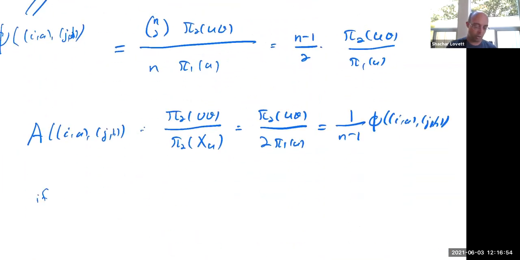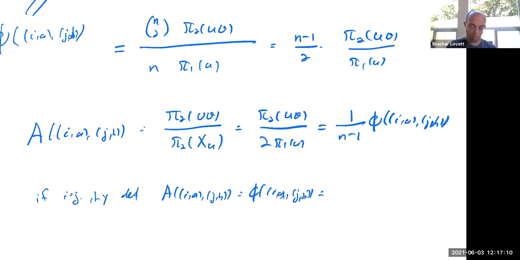So if i equals j, then by our definitions, A_{ia,jb} is the same as phi_{ia,jb}, which is 0. So they're both 0. Well, for phi we defined it explicitly, and for A, if i equals j, then ia and ib never appear in a phase together. So anyway, you can just check it on your own later. That's in the diagonal cases, where i and j are the same, both are 0. And in the off-diagonal cases, they're exactly a factor of 1 over n minus 1.